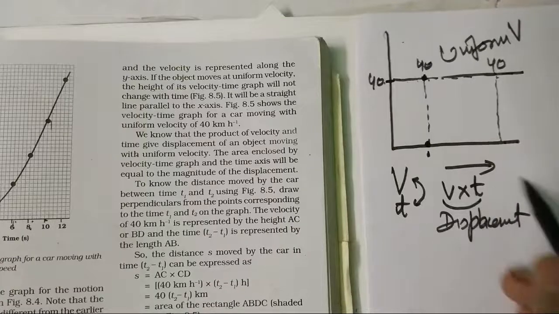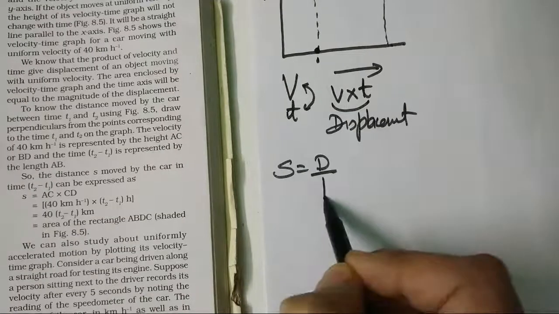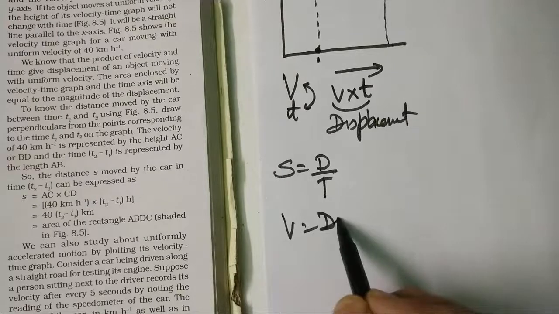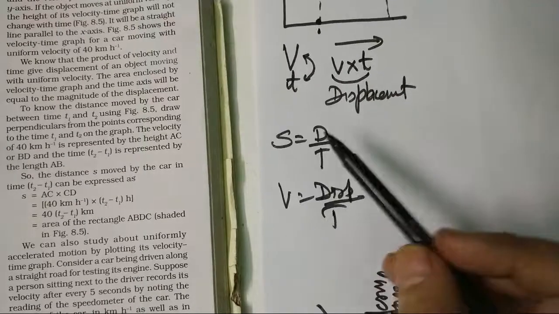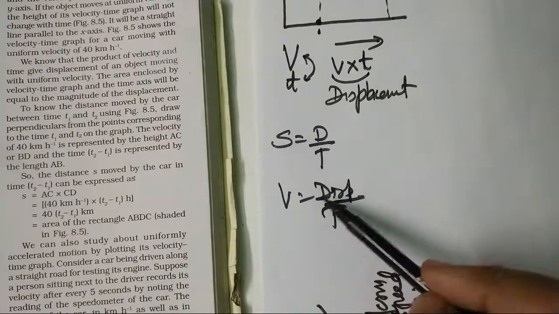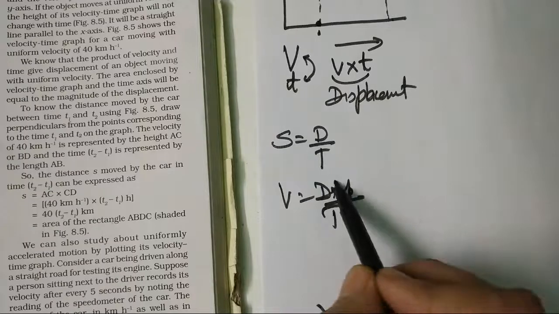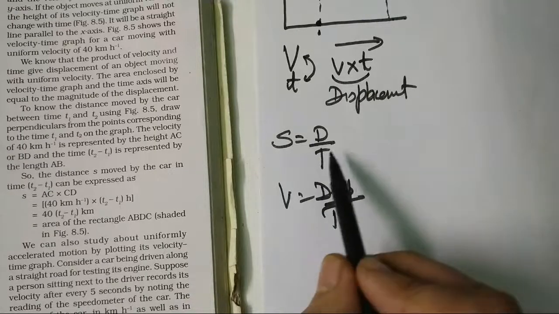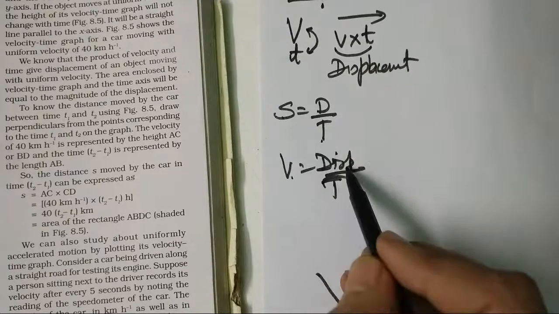Now if you get confused in this, just remember the formula of speed. Speed is equal to distance upon time, this everyone knows, and velocity is equal to displacement upon time. So this you remember, velocity is displacement because it has direction, upon time. Now when you multiply velocity with time, it will give you displacement.